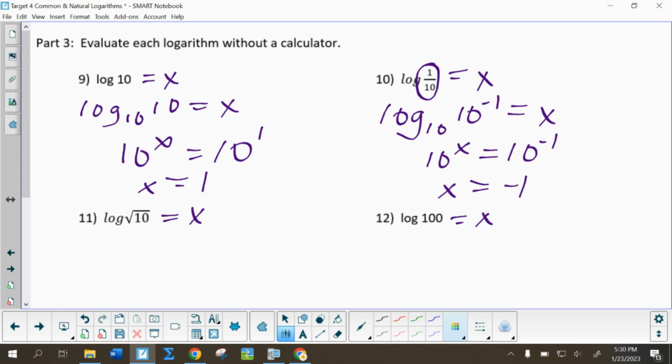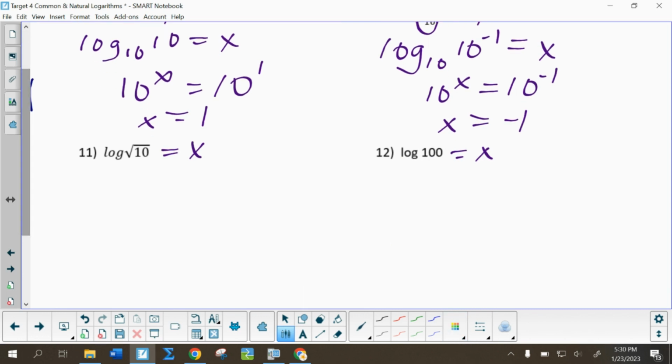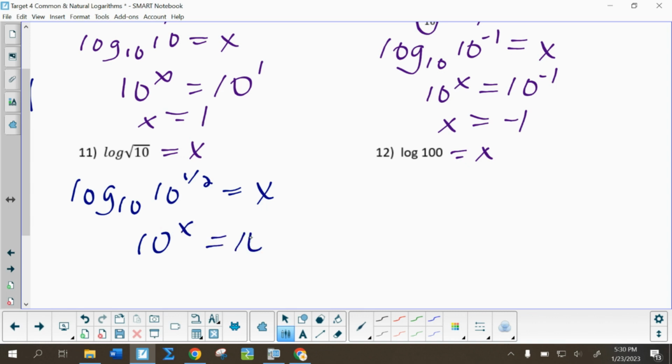Okay, next one, I'm going to do the same thing. Oops, let me scroll down. So I have log base 10, and then that radical 10, I'm going to rewrite as 10 to the 1/2 power. So I'm going to use my knowledge of rational exponents. So radicals become these fractional exponents. Now I'm going to rewrite it. 10 to the x equals 10 to the 1/2. Powers are equal because the bases are the same. So I get x equals 1/2.